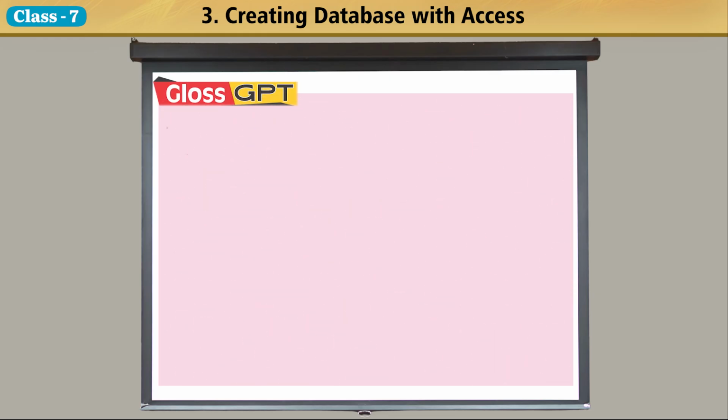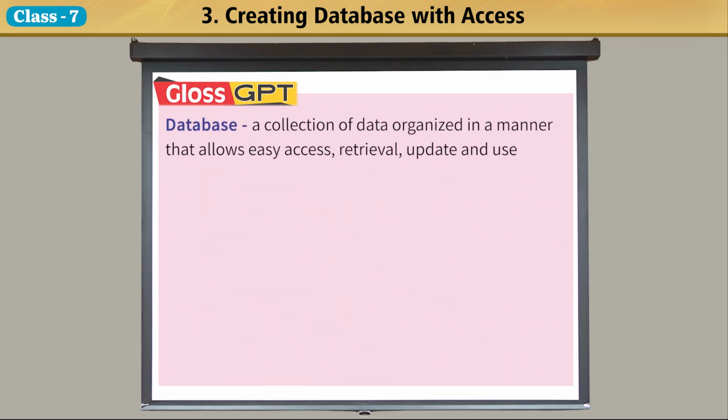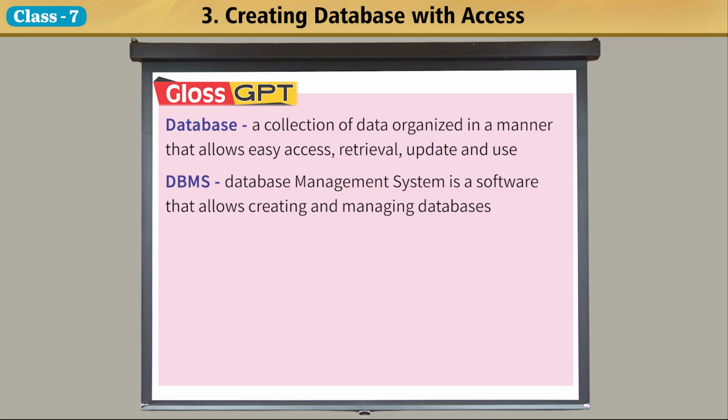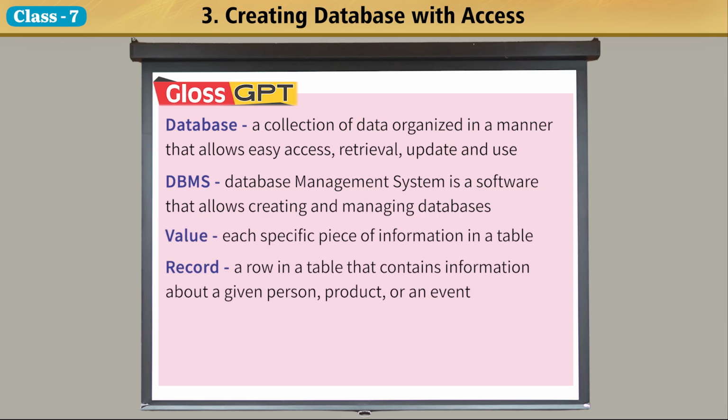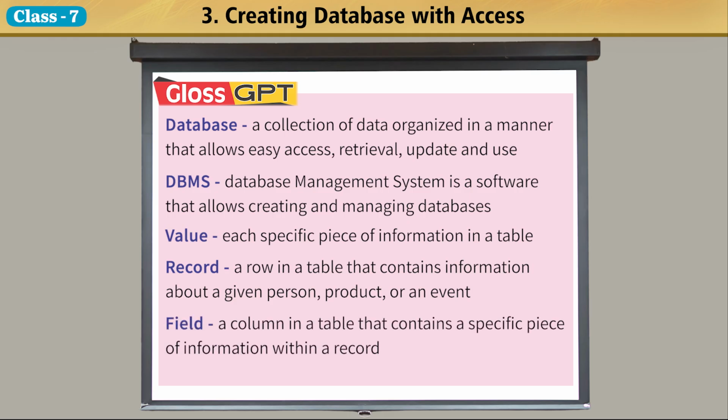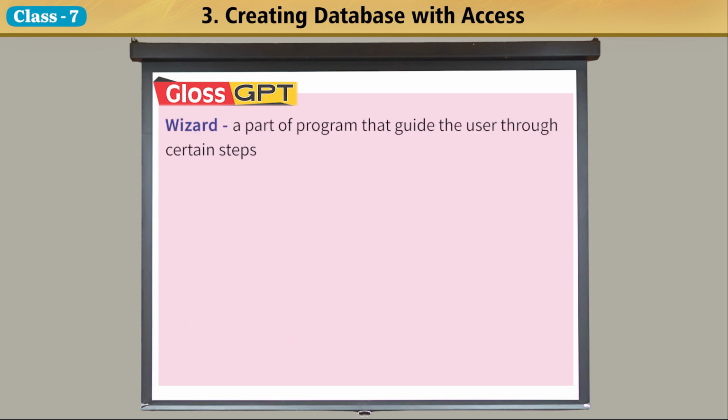Gloss GPT. Database, a collection of data organized in a manner that allows easy access, retrieval, update, and use. DBMS, Database Management System, is a software that allows creating and managing databases. Value, each specific piece of information in a table. Record, a row in a table that contains information about a given person, product, or an event. Field, a column in a table that contains a specific piece of information within a record. Wizard, a part of program that guides the user through certain steps.